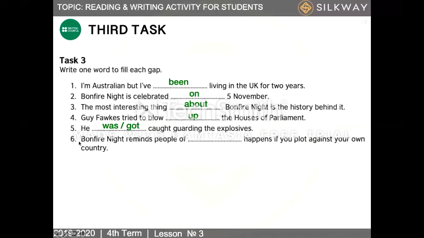And number 6, bonfire night reminds people of blank happens if you plot against your own country. And the correct answer is what? Bonfire night reminds people of what happens if you plot against your own country. Did you get all the correct answers? Very good.